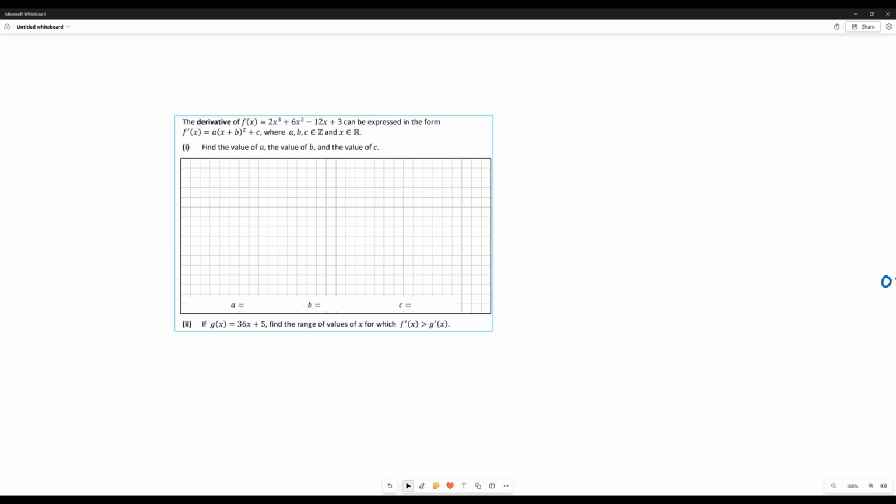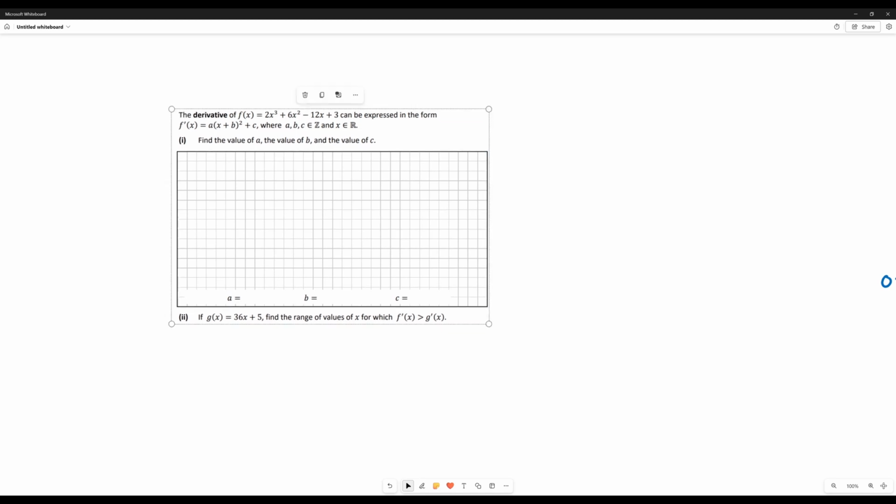The derivative of this can be expressed in this form. Find the value of a, b, and c. That's a different question again. I left that one in. I didn't cut that one out.